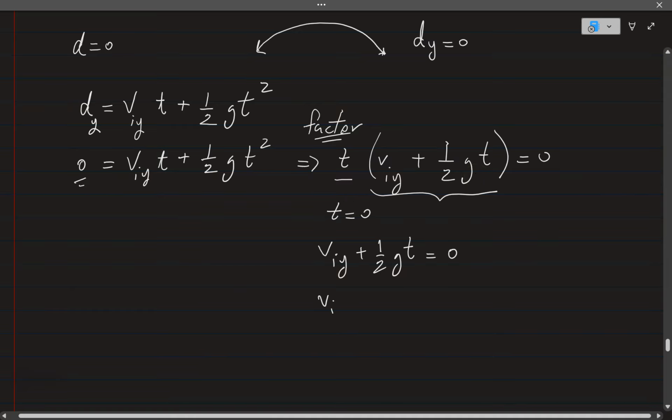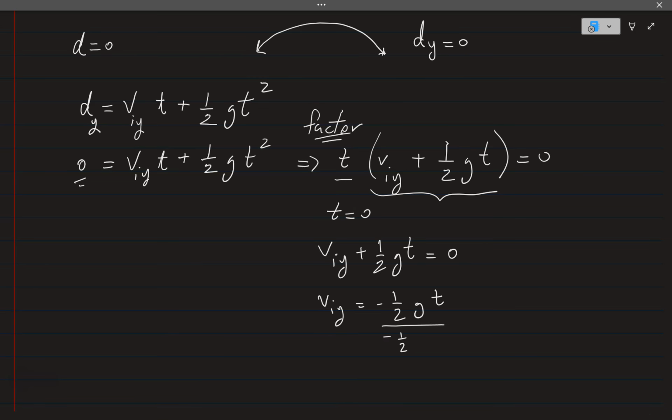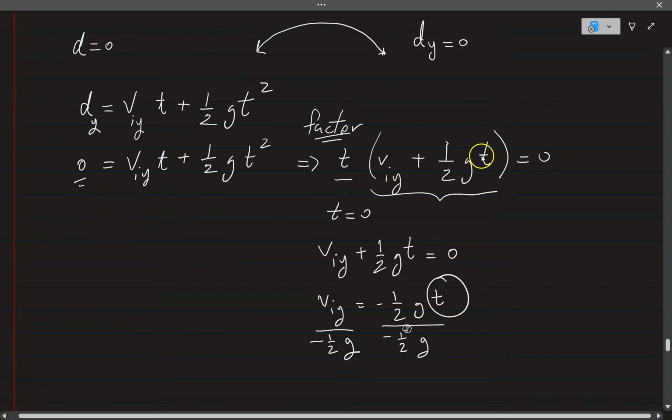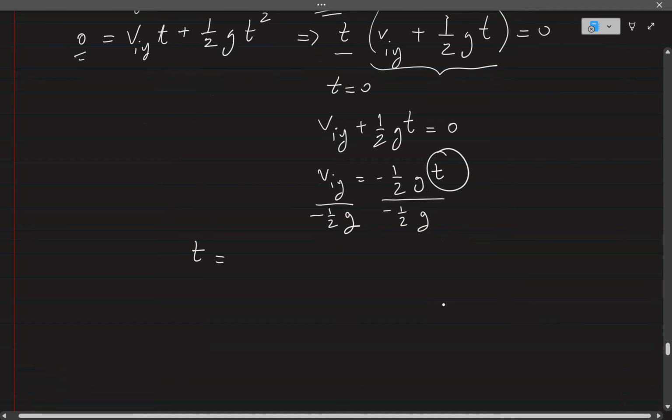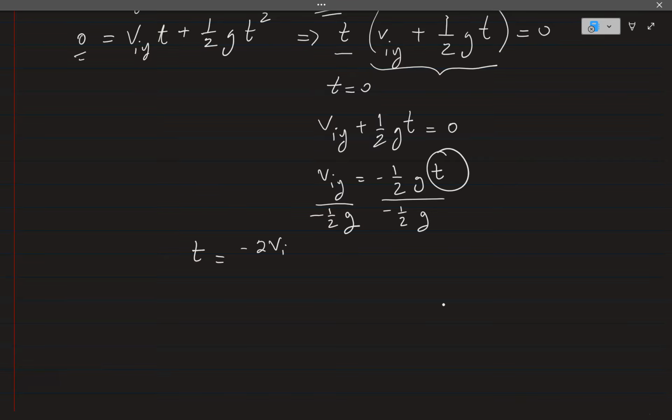So we have v_iy equal to negative 1/2 g t, and divide both sides by negative half g, because we are solving for t. All right, and then we plug numbers in. Before doing that, let's polish that. That becomes t equals minus 2 v_iy divided by g. That's the equation that we have for the time.